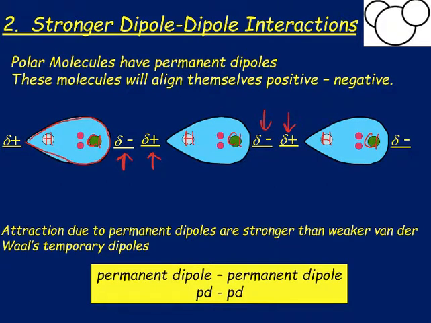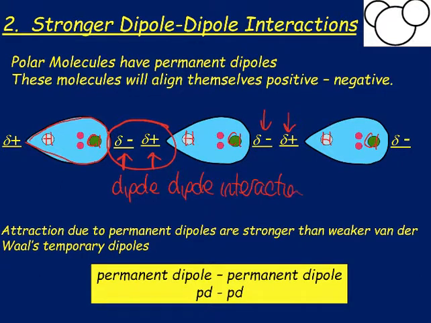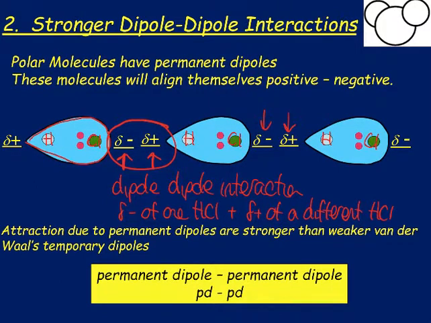Okay, so this is showing you a dipole-dipole interaction. This is the dipole-dipole interaction. So it's the delta positive of one with the delta negative of another. So this is showing you your dipole-dipole interaction. So it is the delta negative of one HCl plus the delta positive of a different HCl. That is your dipole-dipole interaction.